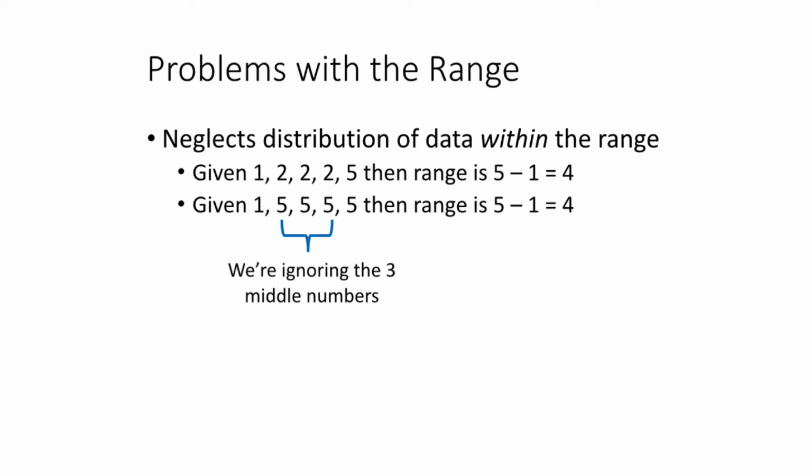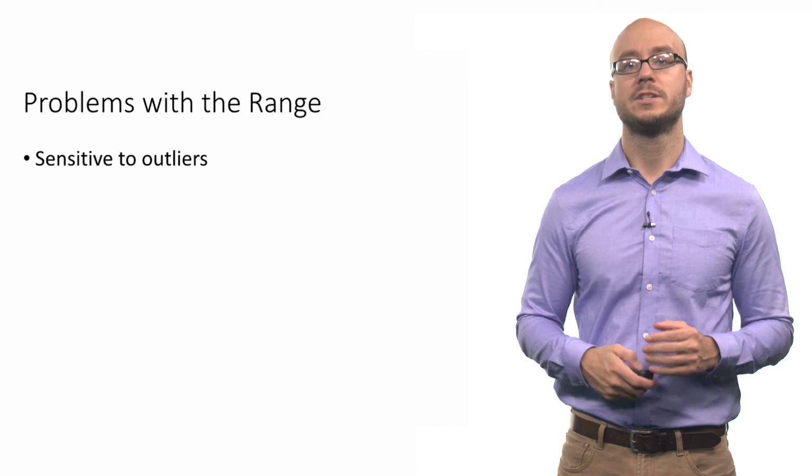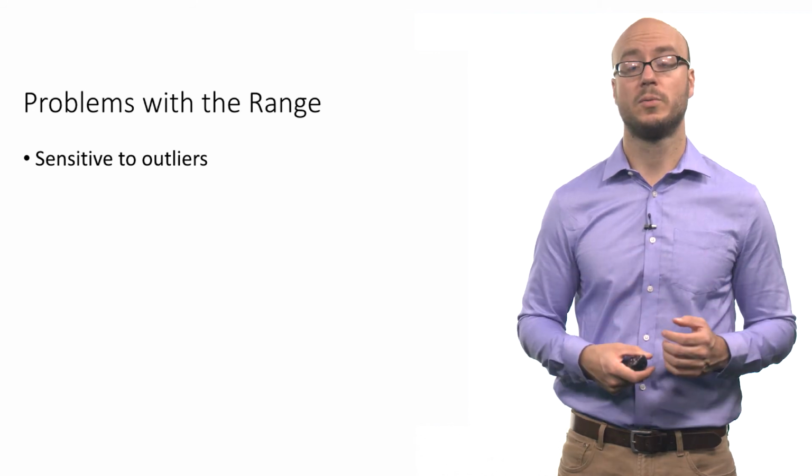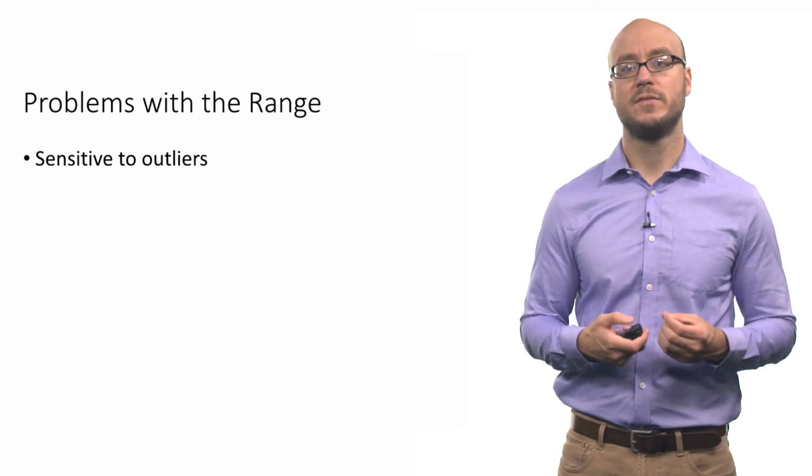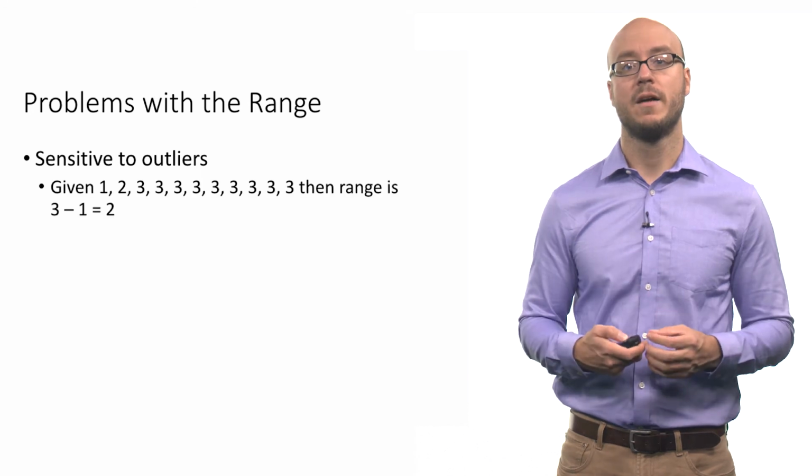So those two sets of observations are really quite different, in the sense that the first set has more variability because you have values of 1, 2, and 5, whereas in the second set you simply have values of 1 and 5. So the range ignores the distribution of data within the range. Another problem with the range, related to this first point, is that the range is sensitive to outliers or extreme values.